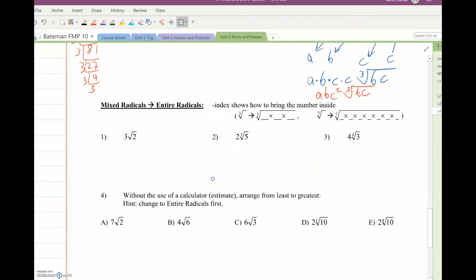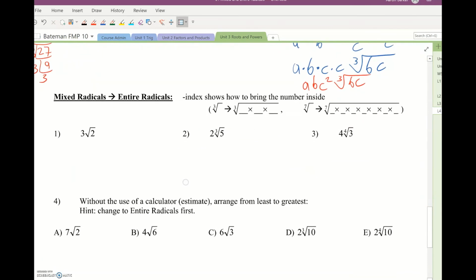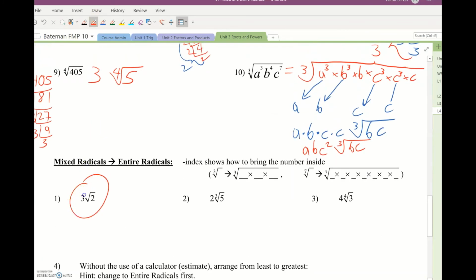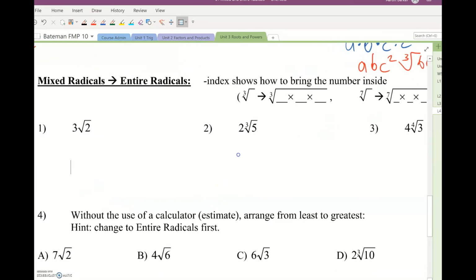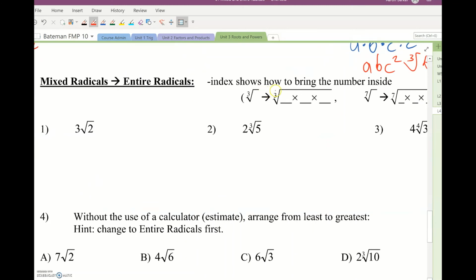Moving forward then, what about going the other direction? So now we have a mixed radical. We're starting with the mixed radical with the 3 on the outside, and we have to move it in on the inside. So what we have to do, remember here, with the index of 3, when we bring something inside, we would have to have 3 of them. So here our index is a 2 index. And so when we bring the 3 inside, it becomes 3 times 3 times 2.